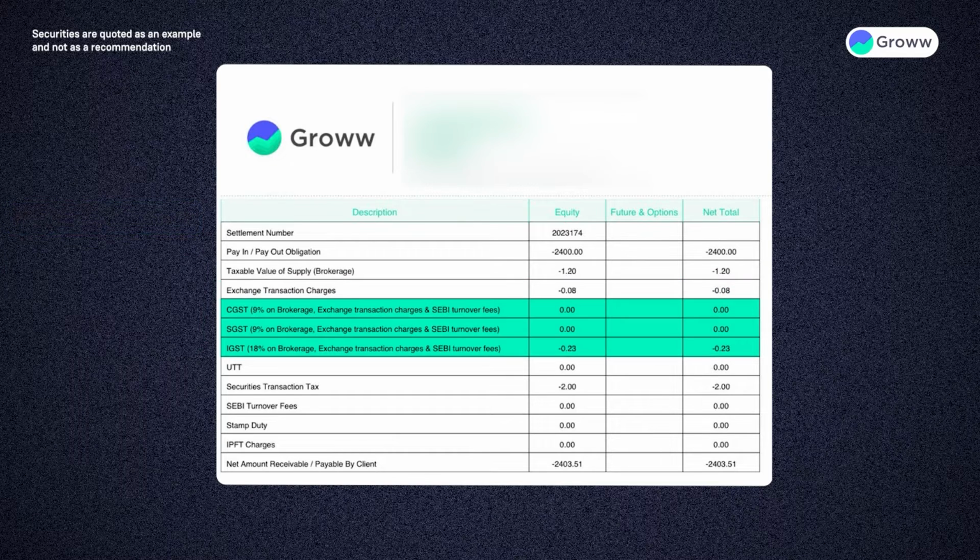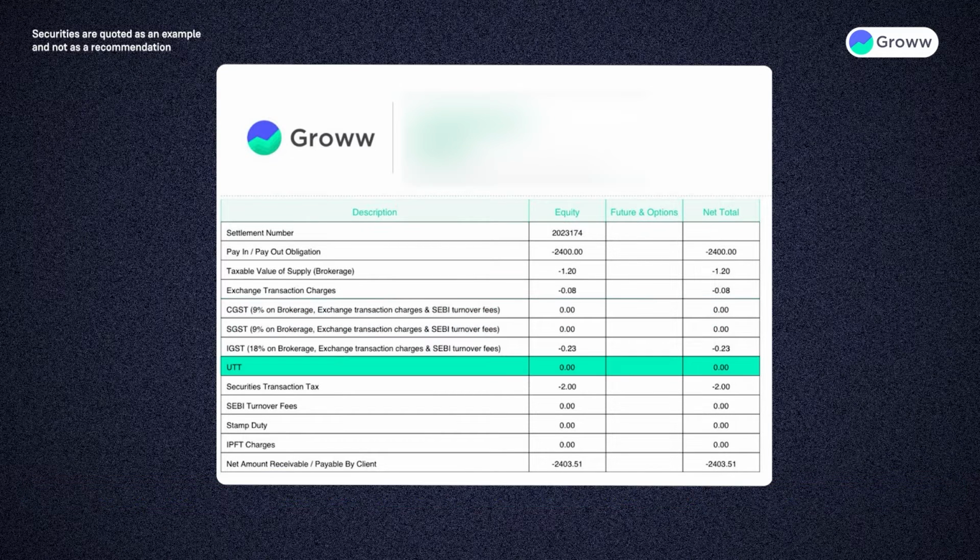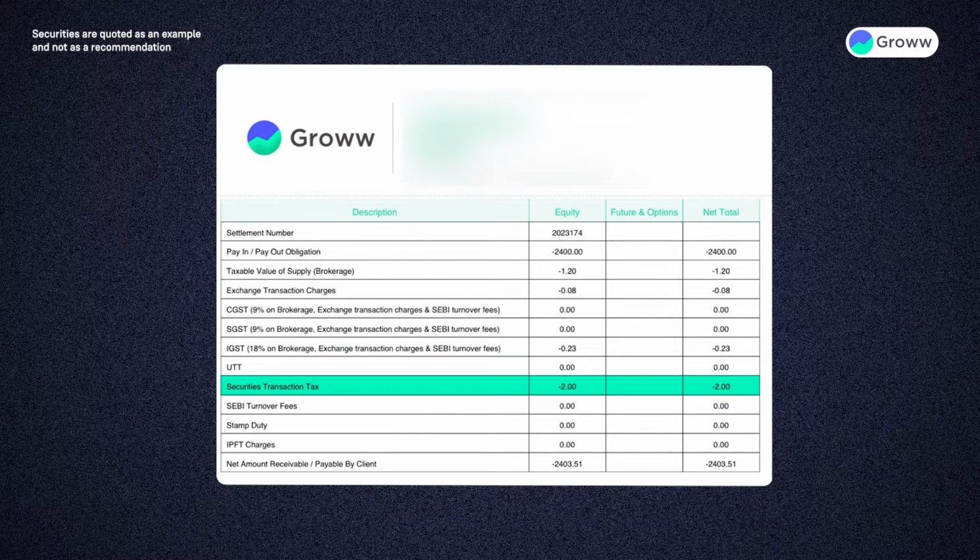0.00375%. Now after that comes CGST, SGST and IGST, which basically means GST, which is 18% levied on brokerage, exchange transaction charges, SEBI turnover charges, and auto square-off charges. Next is UTT, which is Union Territory Tax and is never charged. Then comes STT, which is Securities Transaction Tax.